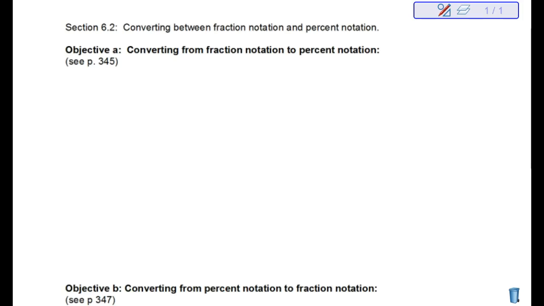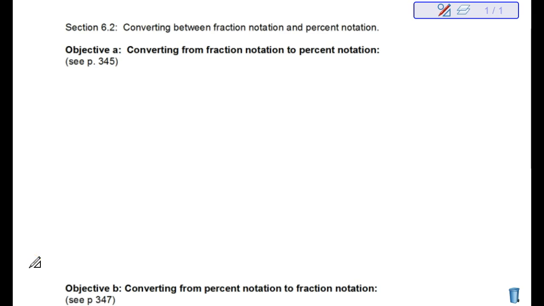Hi, these notes are to accompany section 6.2. They're printable there on Moodle, so you could copy them off and use them. They accompany the reading on pages 345 through 347. And we're going to be doing converting fraction notation to percent notation.